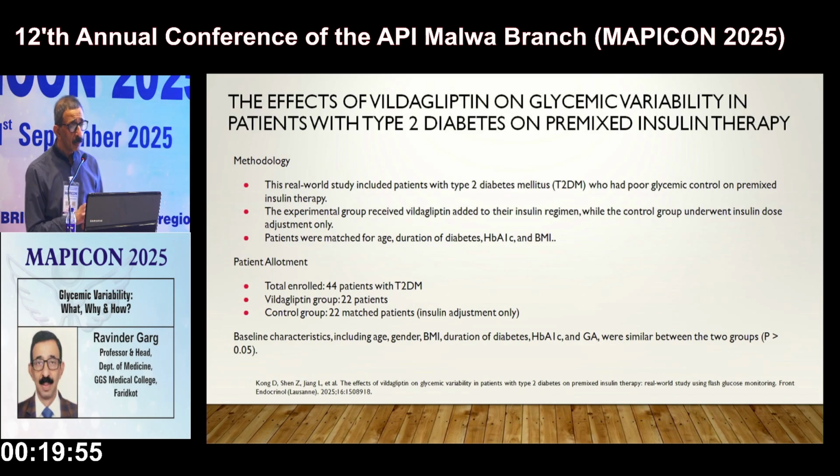Now, vildagliptin, DPP-4, third group of drugs, another important group of drugs. Now, this is a very good study, published very recently in 2025, where 44 patients who were on insulin were taken. Out of those 44, they were divided into two groups, 22 each. One group of 22 continued on insulin alone, whereas the other group was given vildagliptin along with insulin. So what was the result?